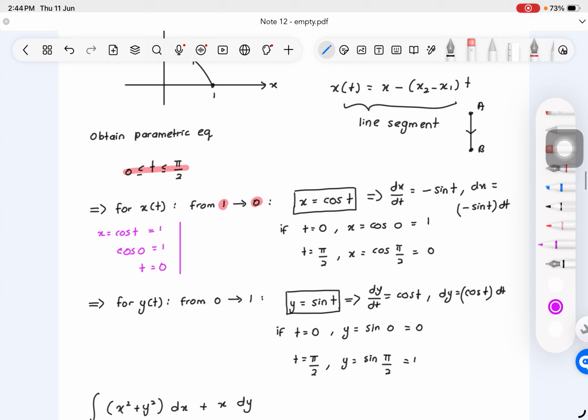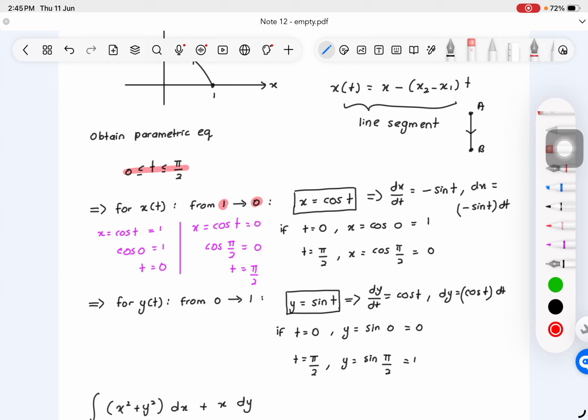Okay, and then we go with the second one. So x is cos t, and x is equal to 0. So what value of t makes cos equal to 0? You know that cos pi over 2 is equal to 0, so meaning that your t is equal to pi over 2. So that's why we have the interval for t from 0 to pi over 2. Okay, that one is for x.